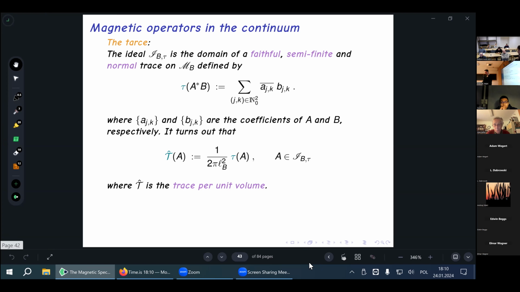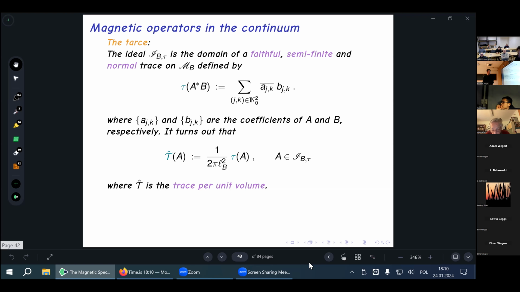Well, this is a trace. I compute this trace with this. Let me give you the definition of the trace because it's very simple. As I told you, I take these two elements with L2 coefficients in the expansion, and then I compute the L2 scalar product.